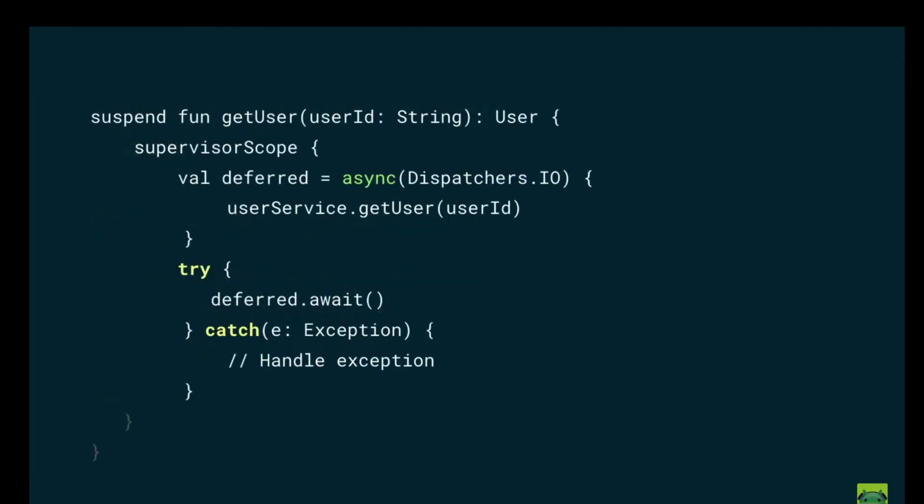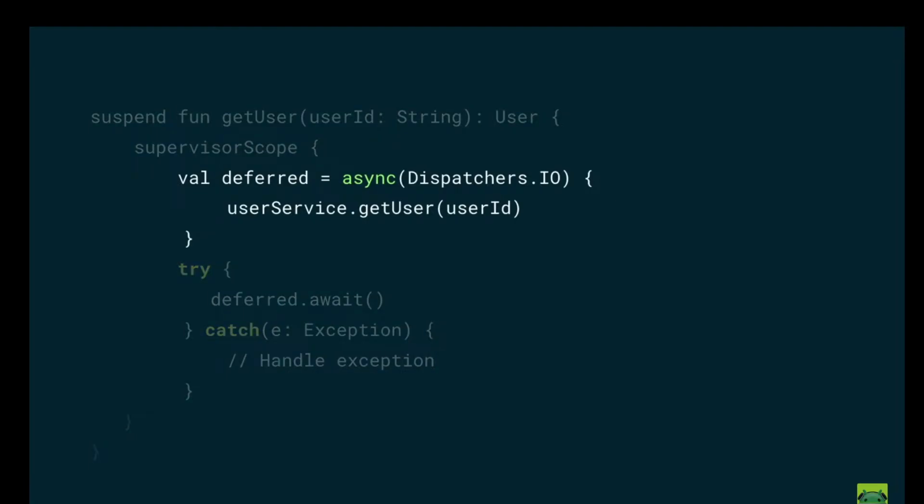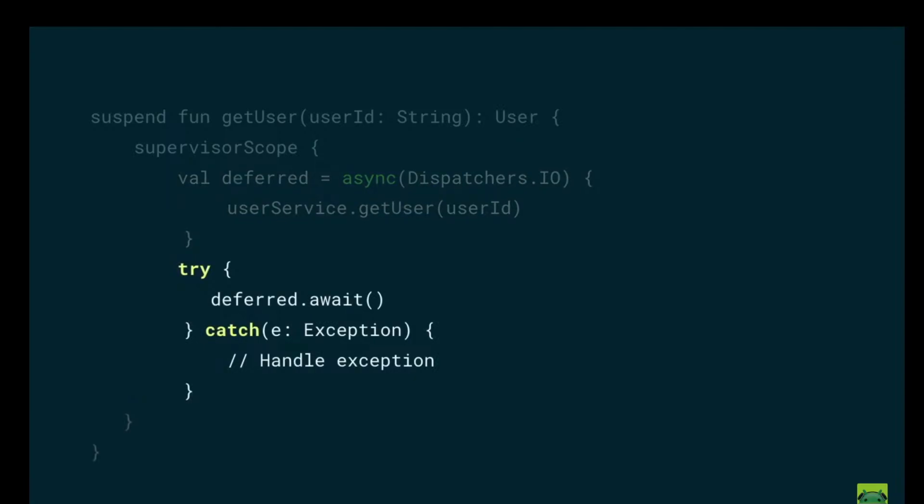With async, it's a bit different. As we said, async is not going to throw the exception. Therefore, you don't need to wrap it inside the try catch. You have to do it with await. Await can throw the exception that happened in the async block of code. Therefore, you have to wrap it inside try catch. And there you will handle that exception.